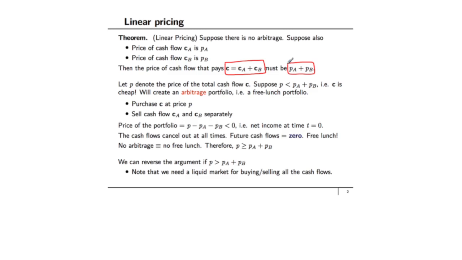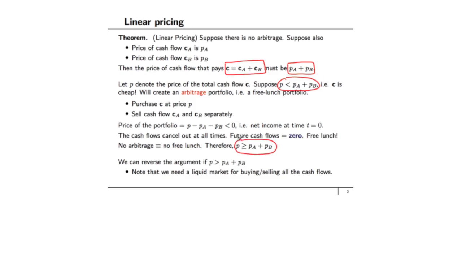It's going to be P minus PA minus PB, which means it's less than 0, which means that there is a net income at time t equal to 0. The cash flows in the future exactly cancel out. Therefore, the future cash flows are 0, and I've constructed a free lunch. I've constructed for you a portfolio that somebody pays you to hold at time t equal to 0, and you have no obligations in the future. No arbitrage in the market means there is no free lunch, and therefore the initial assumption that I had that P is less than PA plus PB is going to be false, which means that P must be greater than or equal to PA plus PB.